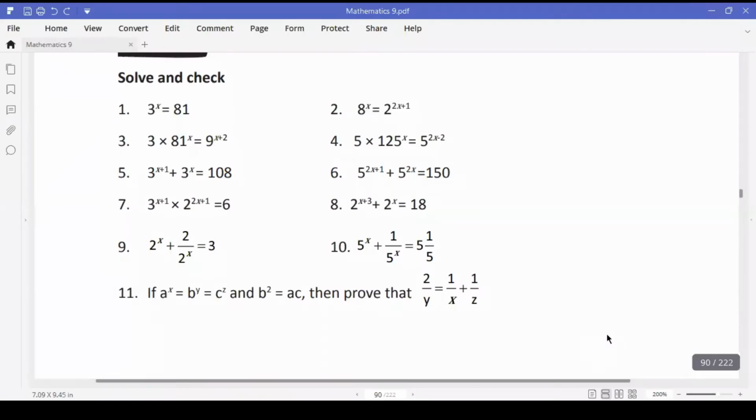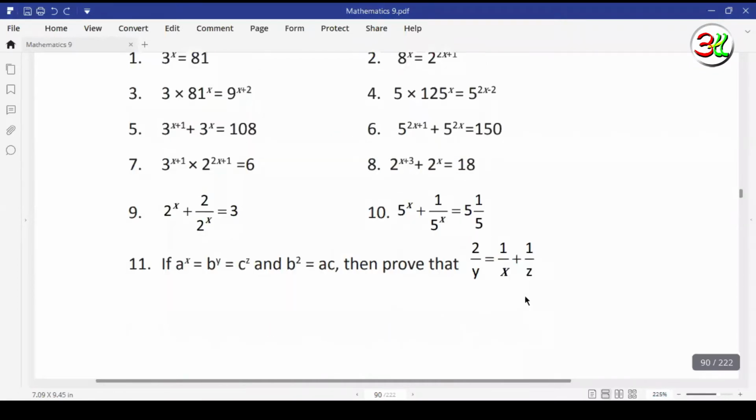Question number 10 is 225 into, okay, 10 number. 5 to the power x plus 1 by 5 to the power x is equal to 5 whole 1 by 5. Okay.